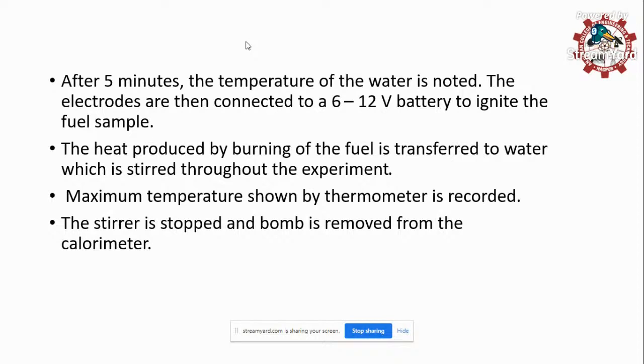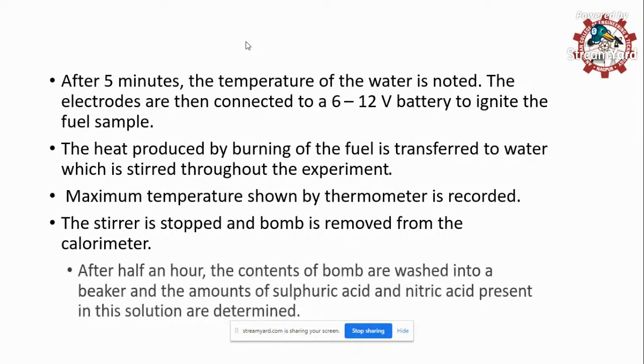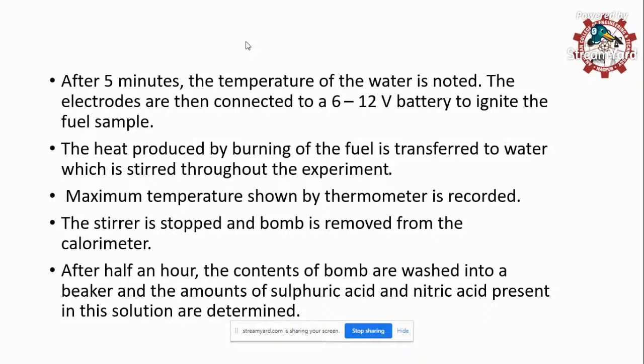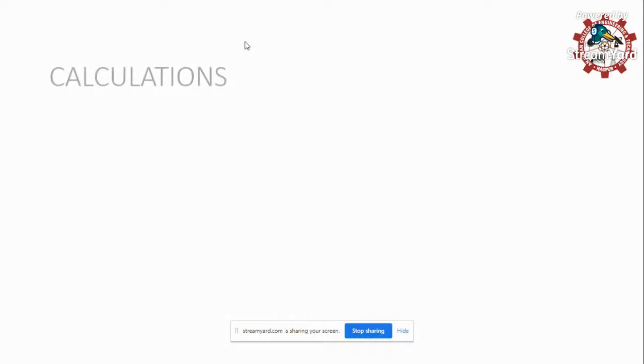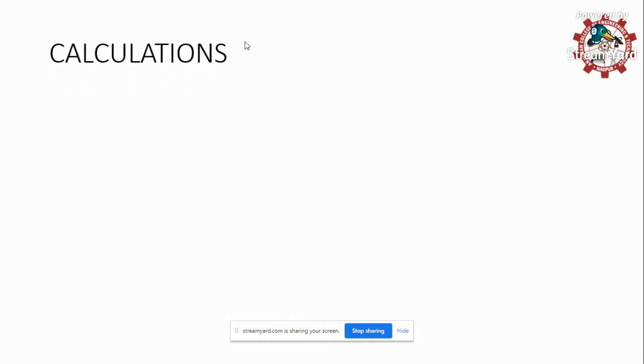The stirrer is stopped and the bomb is removed from the calorimeter. After an hour, the content of the bomb is washed into a beaker and the amount of sulfuric acid and nitric acid present in the solution is determined. That is why we have used a certain amount of water. See, in books, you will not get everything written in detail. So you need to read in between the lines. You have to read what meaning comes out between the lines. That is basically done by a faculty. Okay, now coming to the calculation part.